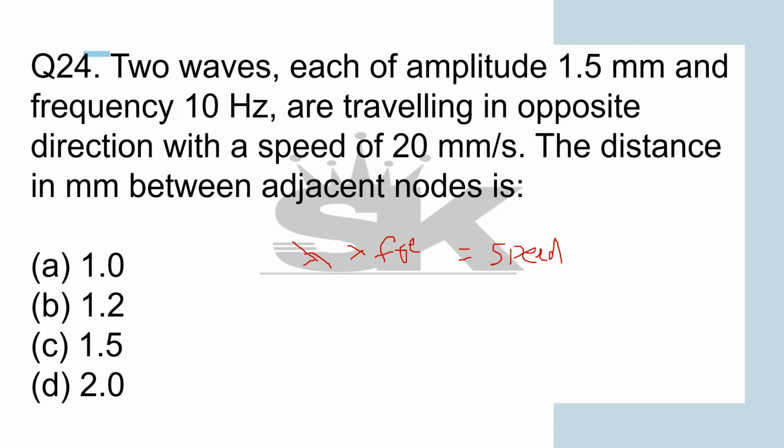So here the wavelength is not given, right? We have to find it. Wavelength into frequency, how much are they given? 10. Okay, 10. And the speed is 20 mm per second, right? So 20. So the wavelength equals 2 mm, right? It's a simple one. So the answer is 2.